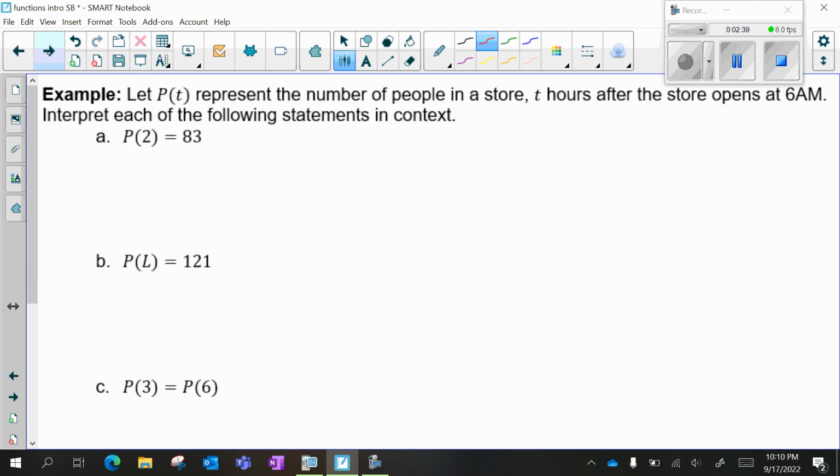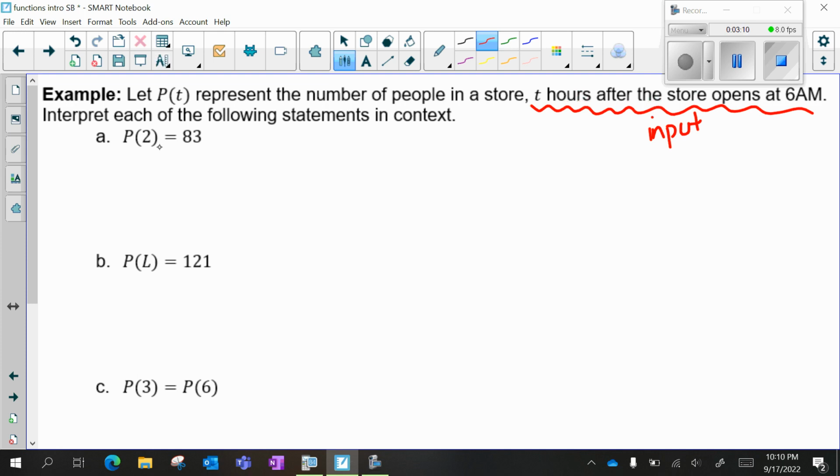So just to talk about some function notation, we're going to use this example here. Let P of t represent the number of people in a store t hours after the store opens at 6 a.m. So for this particular part, this is my input or my domain, which we'll start talking about eventually. So we want to interpret each of the following statements in context.